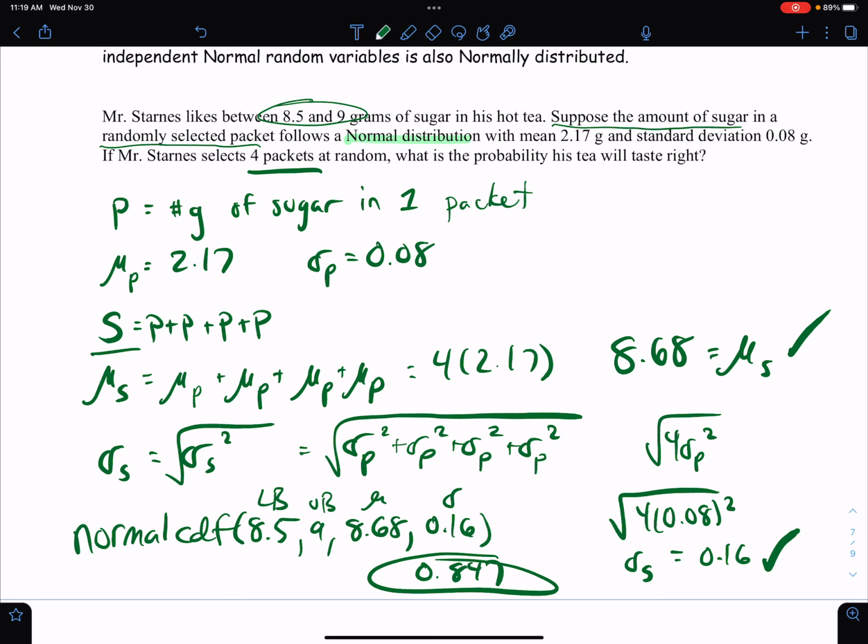So that one, it's important to see that they give us the information of one selected packet. And then they're asking us for not 1 packet, but 4 packets. So that's why we need to find the mean of 4 packets. We have to add the mean of each packet together of the 4. And it's the same thing for standard deviation, but you add their variances together and square root it.